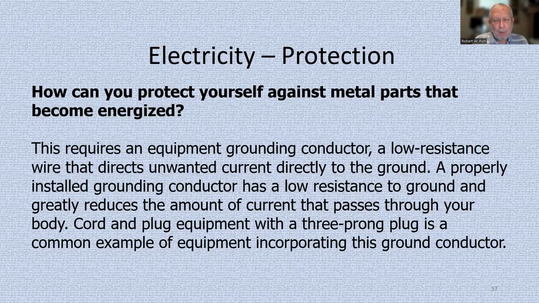This requires an equipment grounding conductor, a low resistance wire that directs unwanted current directly to the ground. A properly installed grounding conductor has low resistance to ground and greatly reduces the amount of current that passes through your body. Cord and plug equipment with a 3-prong plug is a common example of equipment incorporating this ground conductor.